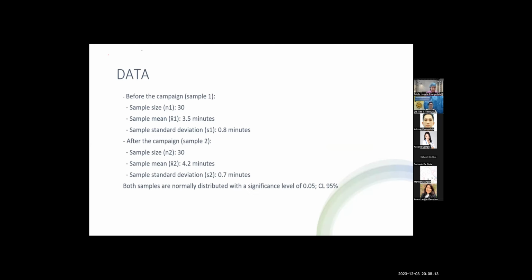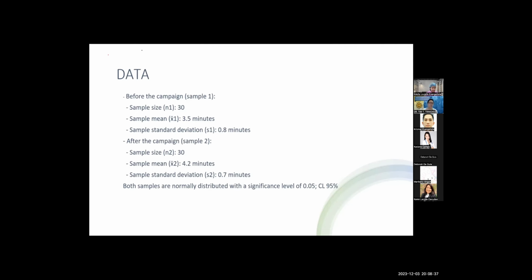Sample size is 30, sample mean is 3.5 minutes, sample standard deviation is 0.8 minutes, and for sample 2, which is after the campaign, sample size is 30, sample mean is 4.2 minutes, sample standard deviation is 0.7 minutes. Both samples are normally distributed with a significance level of 0.05 and confidence level of 95%.